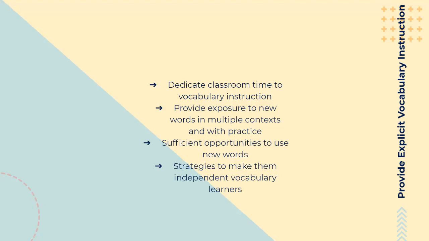So if you think about some of the things that we talked about, for instance, provide exposure to new words in multiple contexts and with practice. Those would be things like choral readings and reading theater. Sufficient opportunities to use new words, again, those would be some of those strategies. Dedicate classroom time to instruction. That's one of the things, when we're talking about even doing something like a word ladder as an opening activity. And then morphology and Greek and Latin roots are things that you can think of in terms of how to build word attack strategies. We didn't talk about it, but you could also help them look at inference, like using context clues to help them consider what a word might mean.